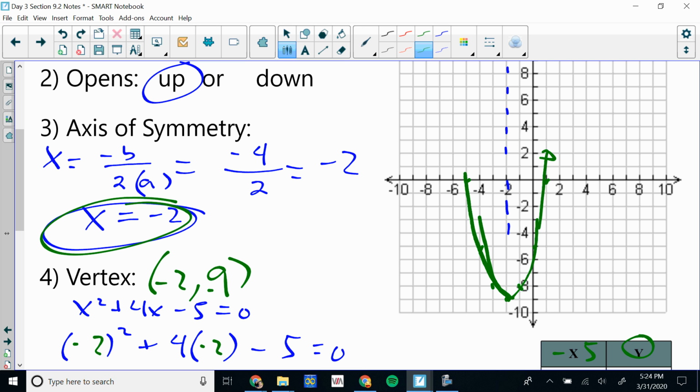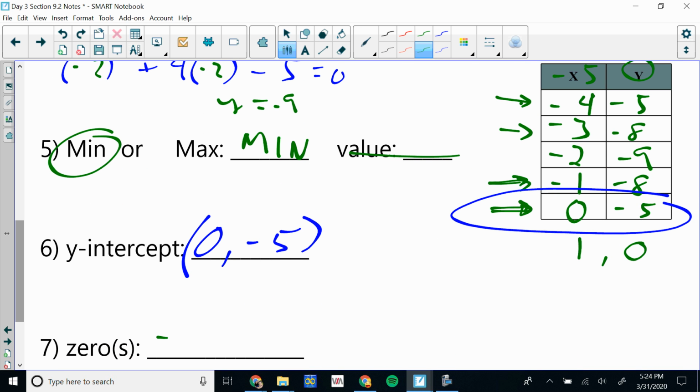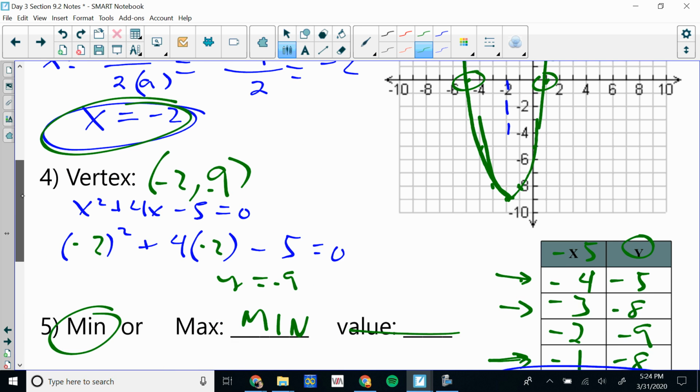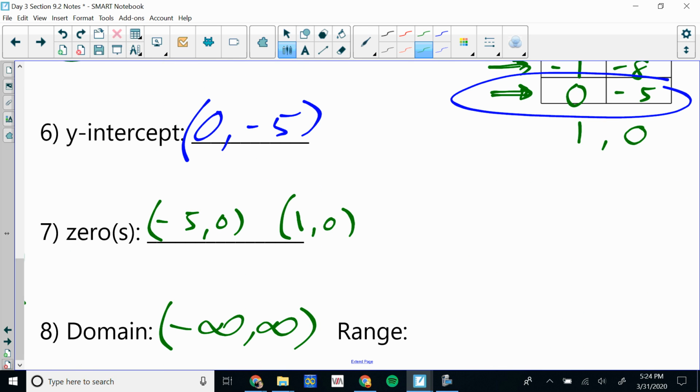So I didn't draw this one the best, but it would be coming up like that. And that's where it crosses our x-axis. So it was the points negative 5, 0, and the point 1, 0. Those are the zeros of this equation. The domain and range, the domain is always going to be negative infinity to positive infinity, and those get parentheses. The range, since our lowest y value is down here at negative 9, is going to be from negative 9 with a bracket to infinity with the parentheses. Okay, and that is that problem.